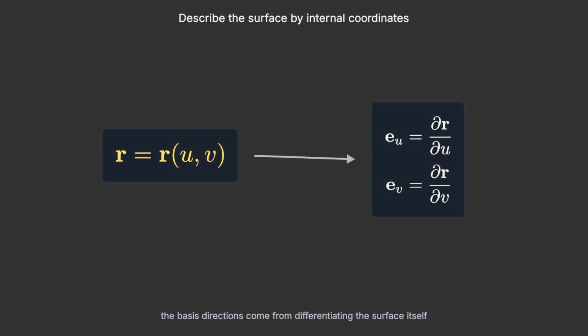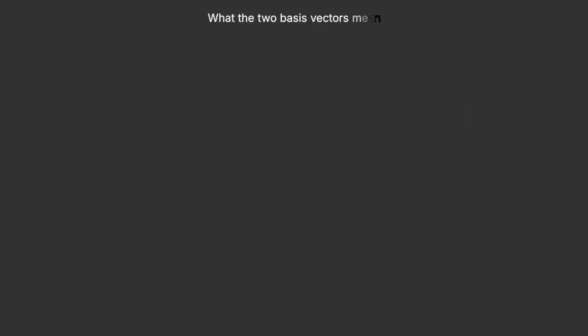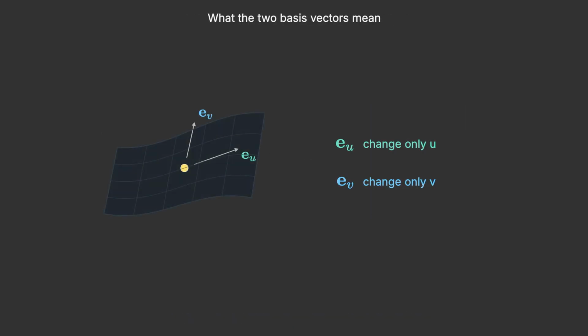We call the position of the surface R of u and v. Then the two local axes are e_u equals partial r over partial u, and e_v equals partial r over partial v. These are not abstract symbols. e_u is the direction in which the point moves if only u changes. e_v is the direction in which the point moves if only v changes.